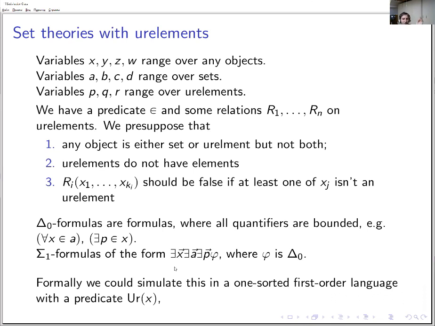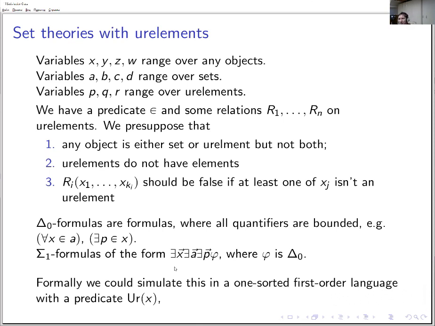Again, we have the notion of delta 0 formulas and sigma 1 formulas. Here, in a sense, we have six kinds of meaningful bounded quantifiers. When we bound by a set, or by an arbitrary object, there are three variants of what you bound: either a set, an arbitrary object, or an urelement variable. But it's just syntactical stuff.